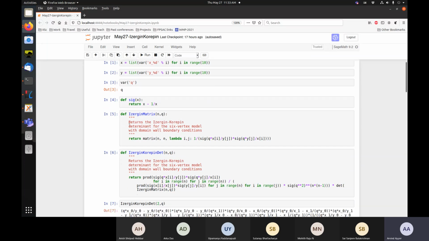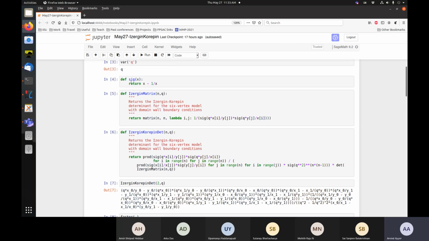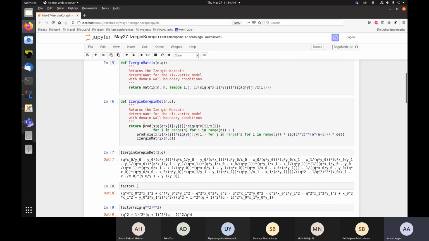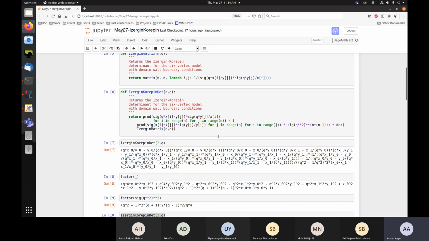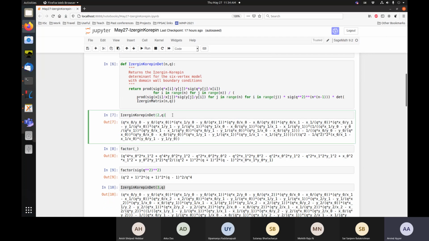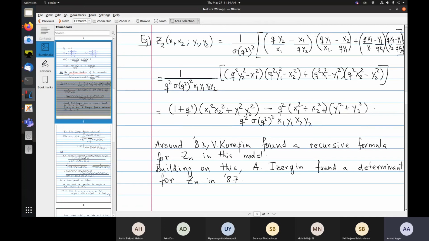So I wrote this program to compute the Izergin matrix. X and Y are variables, and sig is a sigma function. And I computed the determinant, including this extra prefactors. Okay, and here is the Izergin-Korepin determinant with parameter 2, and I factored the expression, and so let's compare. So this is this expression over here, and I want to compare with the example over here.